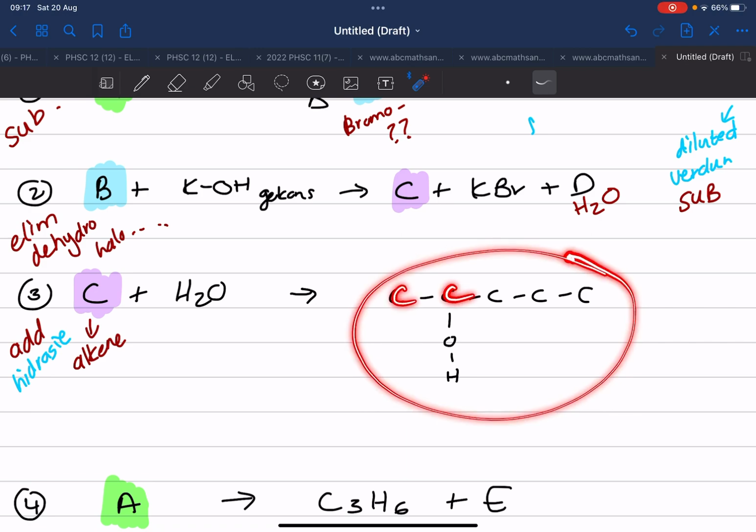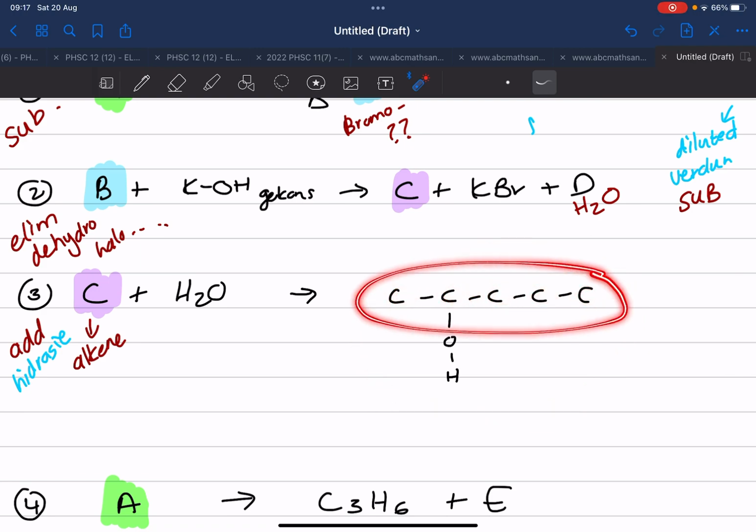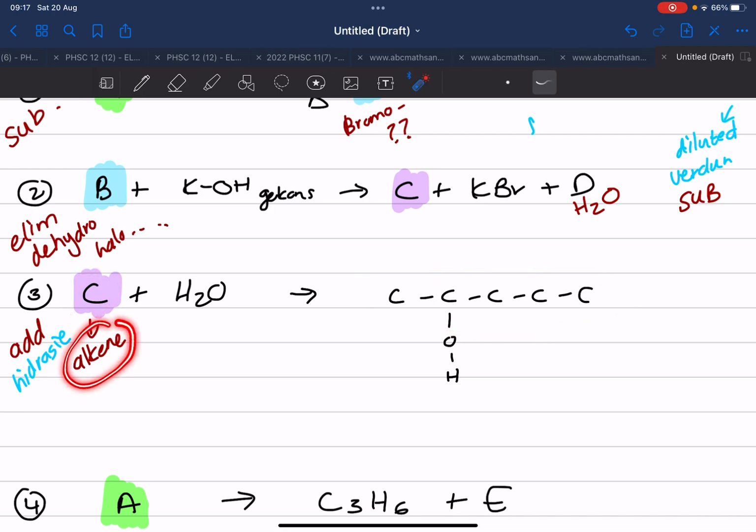Jy kan sien daar's 1, 2, 3, 4, 5 koolstowwe. Okay? So if this has 5 carbons, then this one must have 5 carbons. What do we call an alkene with 5 carbons? Pentene. Okay? Nou waar sit hierdie dubbelbinding? If I look here, then the double bond could have sat, or be wherever, on the first carbon, or it could have been on the second carbon. There's no clue as where. Okay, ons weet nie, so daarom kon jou antwoord gewees het of pent-1-een of pent-2-een.